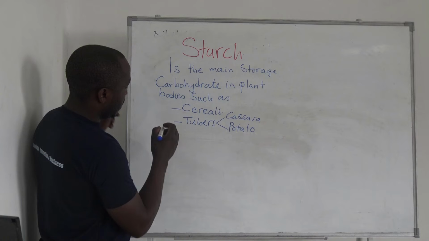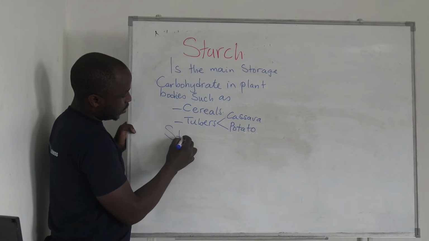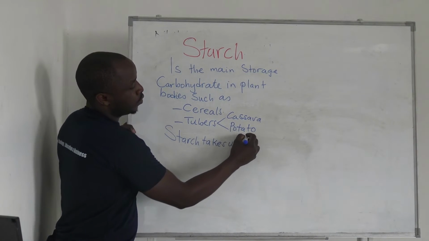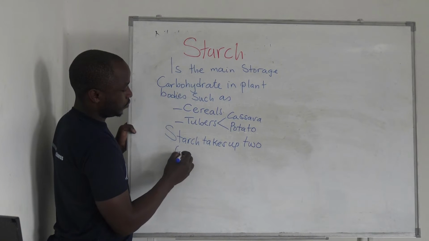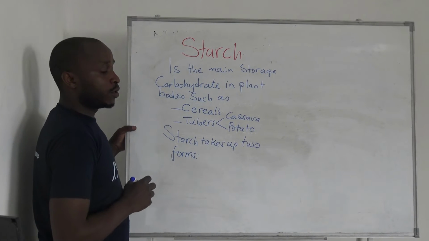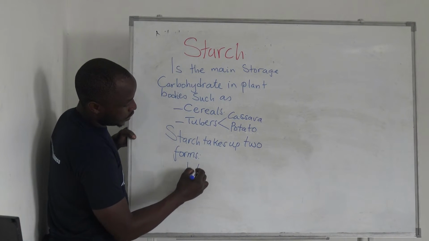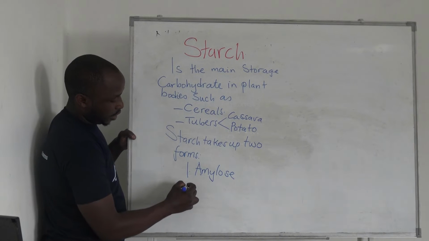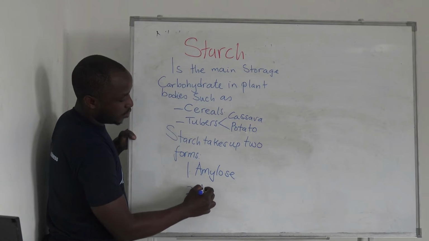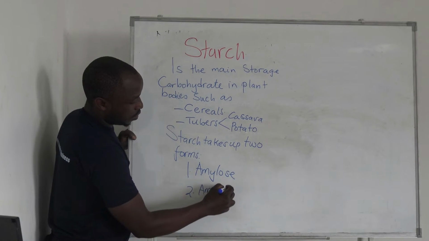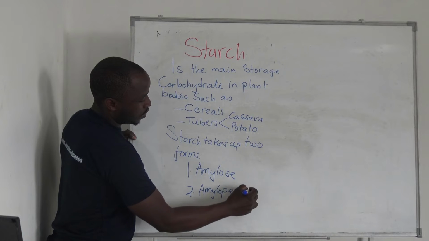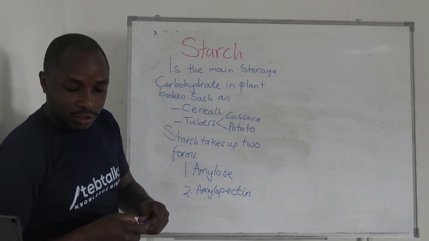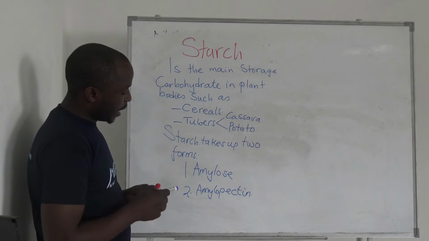So I will begin by saying starch takes up two forms. The first form is amylose, and the second form is amylopectin. Amylose and amylopectin. So let's look at amylose, the form of starch.